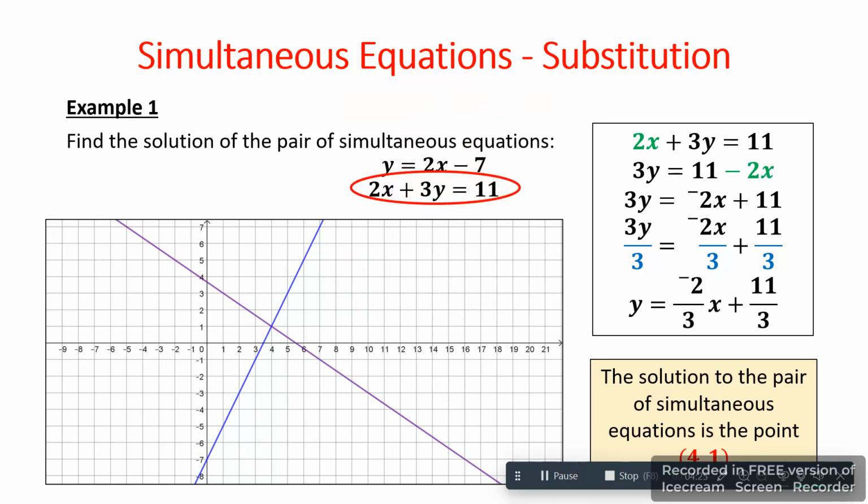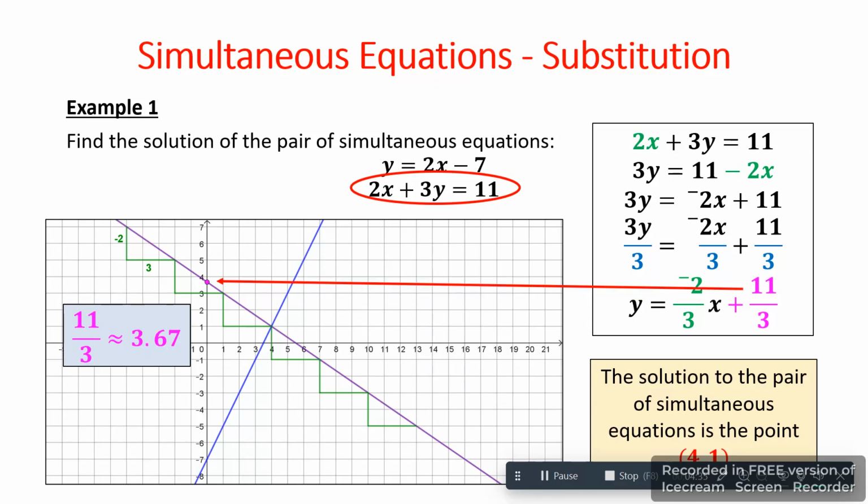Right, well, this is just a straight line graph. You can see that it has a gradient of negative 2 over 3, so it goes down 2 and runs across 3. And it has a y-intercept of 11 over 3. 11 divided by 3 is around about 3.67.